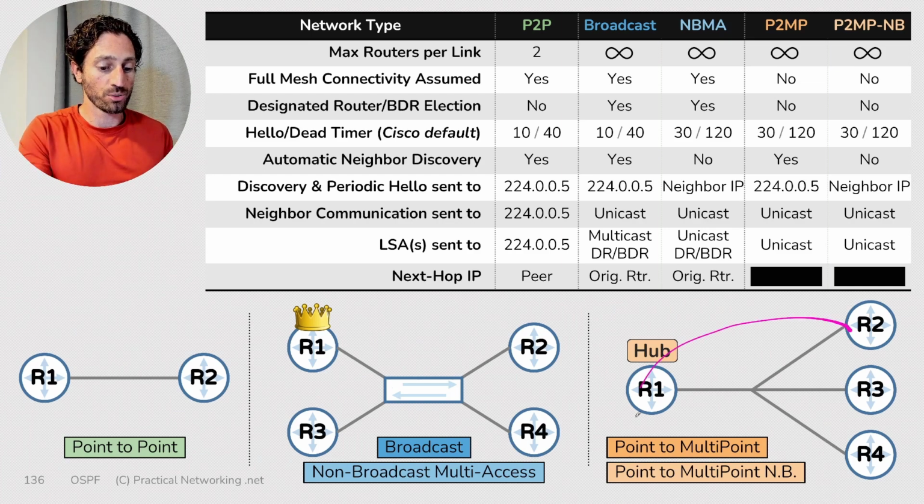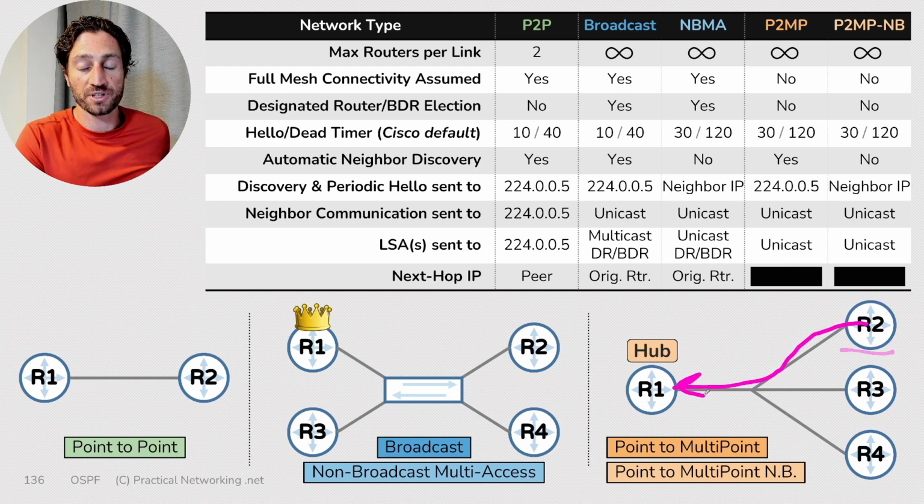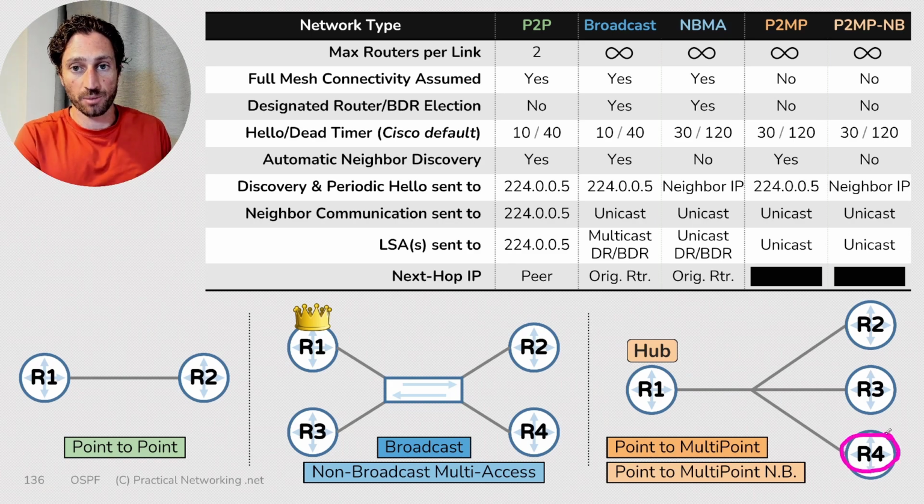Which brings us to the point-to-multipoint network types. Remember that if router 2 sent out an update, since router 2 only sees the hub on this particular network, the hub is going to be in charge of forwarding that routing update to the other spokes on that link. So now we have a conundrum. What should router 4 use as the next hop IP address?